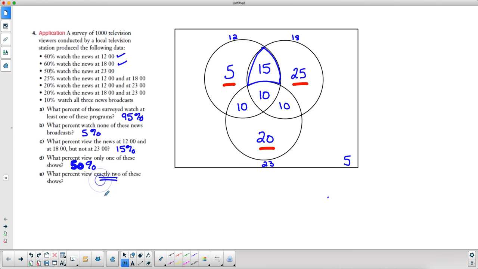And what percent view exactly 2 of these shows? So exactly 2 means not 3, and not 1. So it's where there's overlap between 2 shows, but not the third one. So it's all of these things here. And I've already got that one up there. So all of these areas here are exactly 2 shows. So 10, 20, 35. 35%. Okay, now we have another one to do.